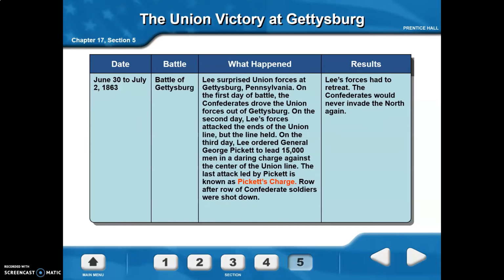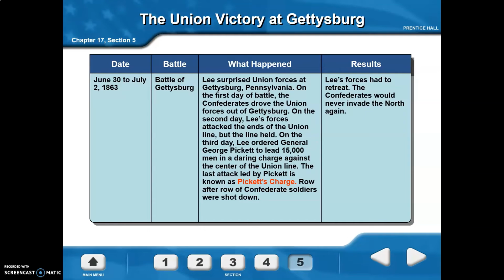And another battle that I'm going to talk about changes the war because the Union realizes, hey, we might win this, and they're getting some confidence, and they're planning better, they're having better people in charge. And this battle is probably one of the most famous battles of the Civil War. It's called the Battle of Gettysburg. This happened June 30th to July 2nd, 1863. So 2 days before the Confederates surrendered at Vicksburg.